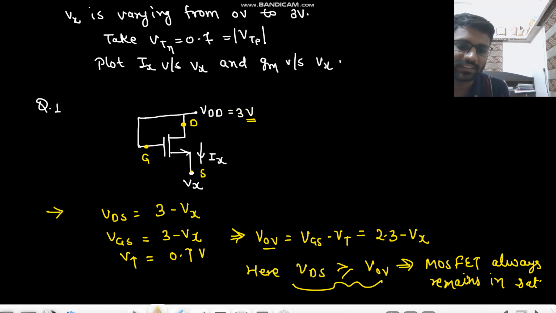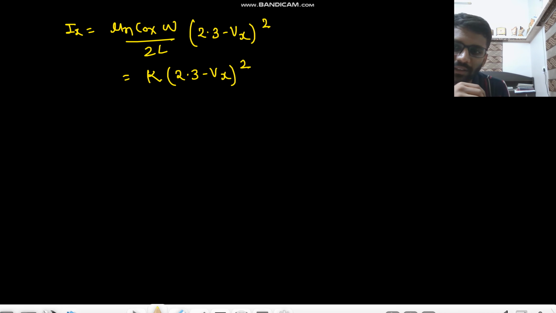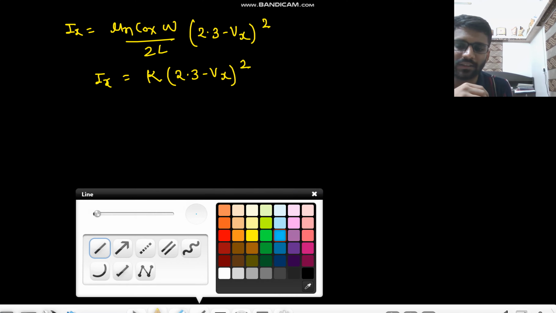What will be Ix? Ix will be mu n Cox W by 2L. What is VGS? What is VGS minus VT? VGS minus VT, V overdrive, right? 2.3 minus Vx whole square. I can write it as some constant k times 2.3 minus Vx whole square. This is your Ix.